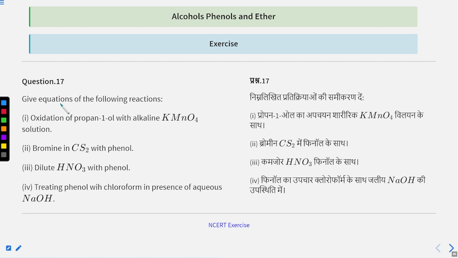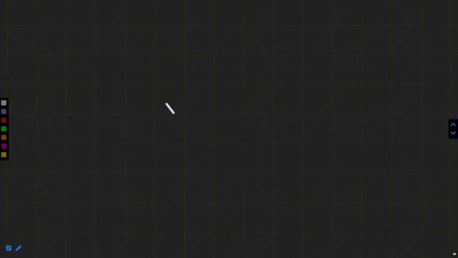Next question. Give the equation of the following reaction. First is oxidation of propane-1-ol with alkaline KMnO4. What happens on oxidation of propane-1-ol with alkaline KMnO4? It oxidizes to a carboxylic acid. KMnO4 is a strong oxidizing agent, hence it oxidizes alcohol to carboxylic acid. So this is propane-1-ol.